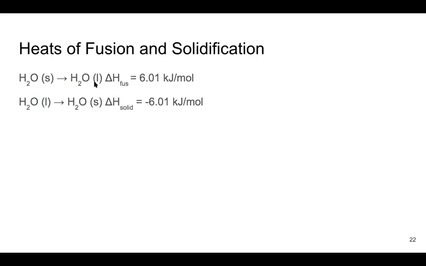And what's interesting is that we see the exact opposite here. So to go from liquid to solid, it needs to lose 6.01 kilojoules. So this is gaining, and if you see a negative, that means it is losing. So that's how much heat it needs to gain to change states, and this is how much heat it needs to lose to change states.